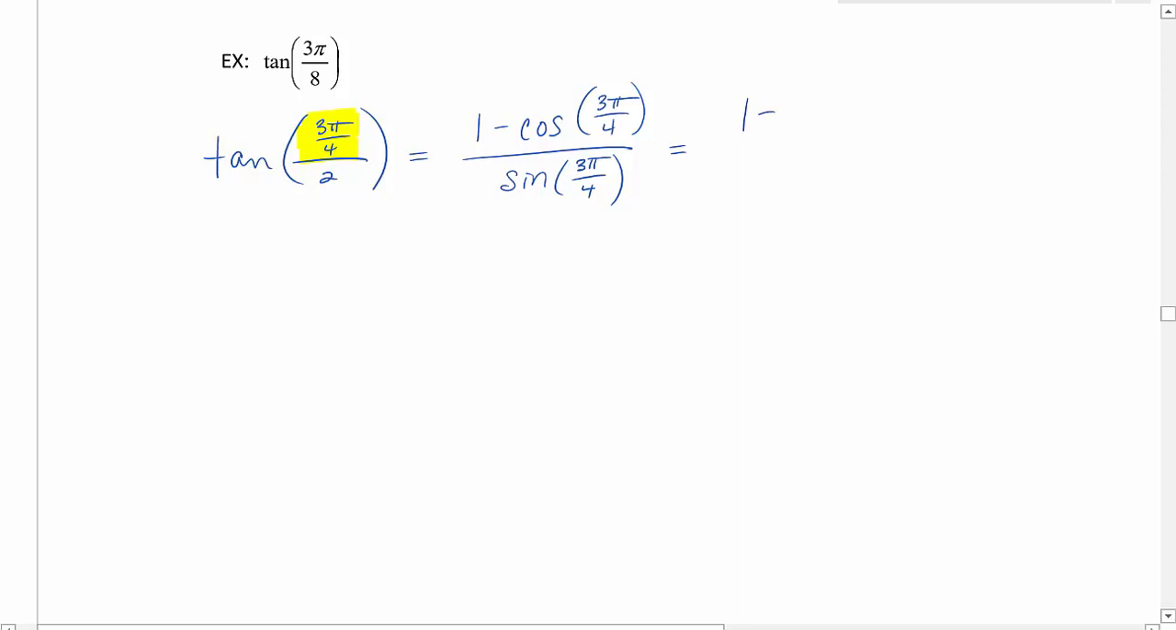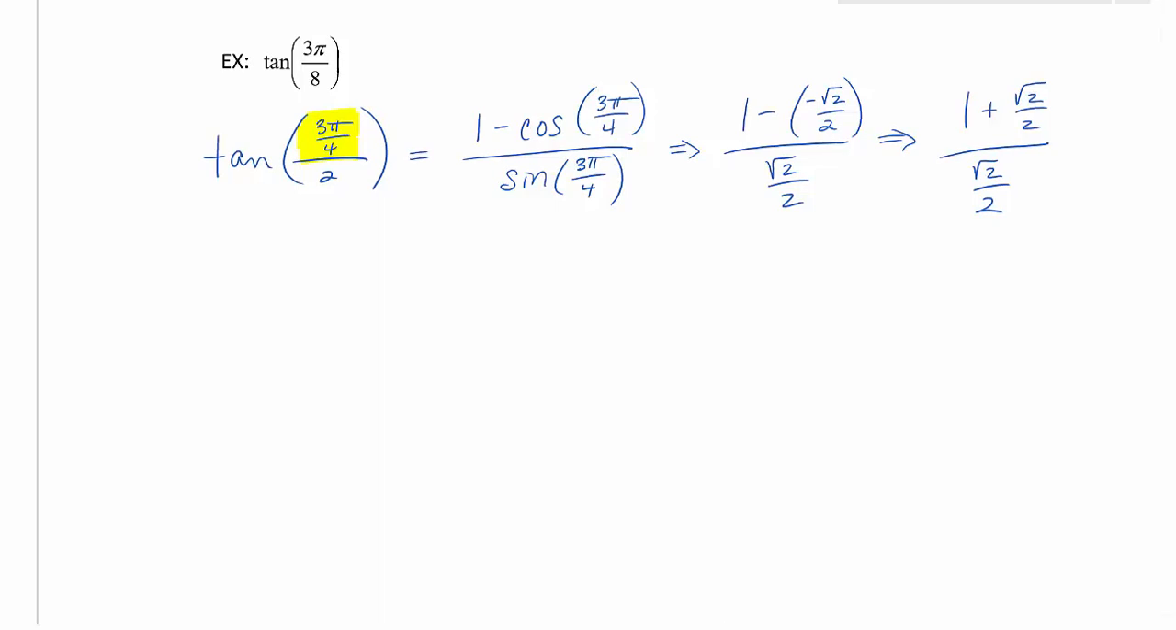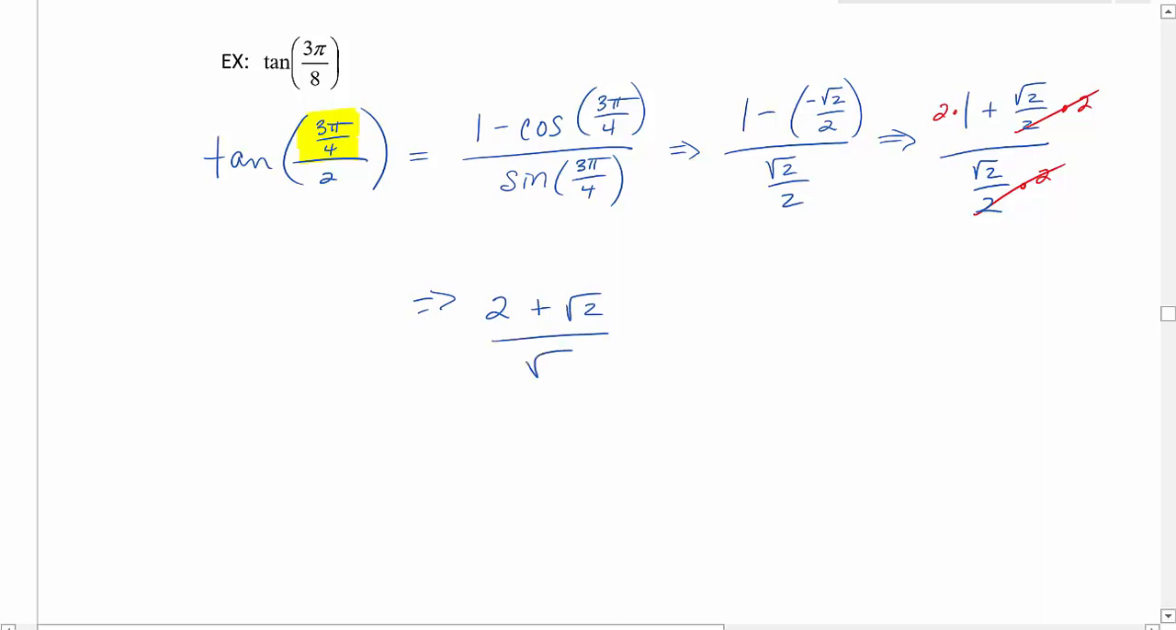Cosine of 3 pi over 4, that's negative square root of 2 over 2. And then sine of 3 pi over 4 is a positive square root of 2 over 2. Cleaning up our numerator a little bit, 1 plus square root of 2 over 2, over square root of 2 over 2. And we want to simplify the complex fraction by multiplying everybody by our LCD of 2. We're going to get 2 plus the square root of 2 all over the square root of 2.